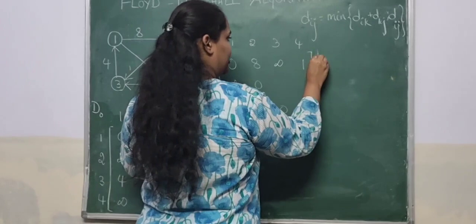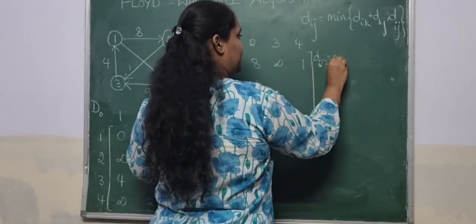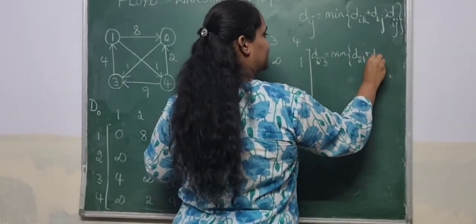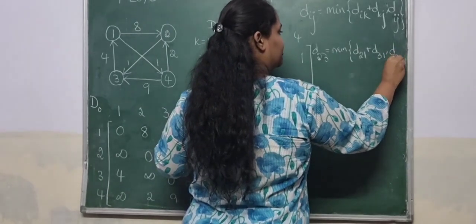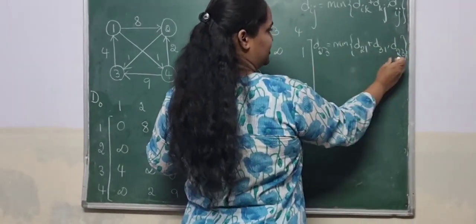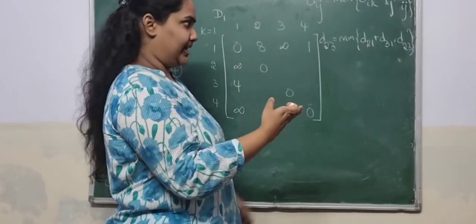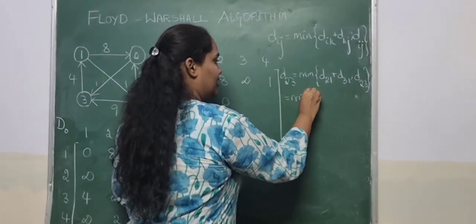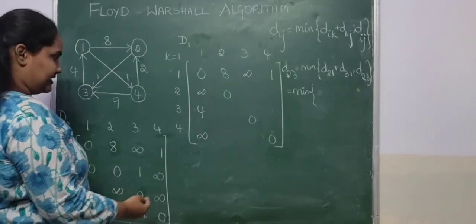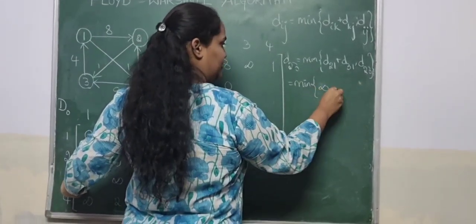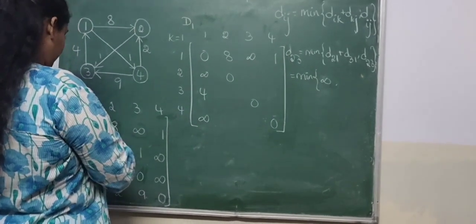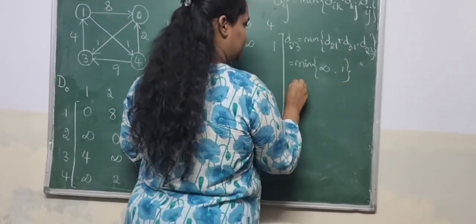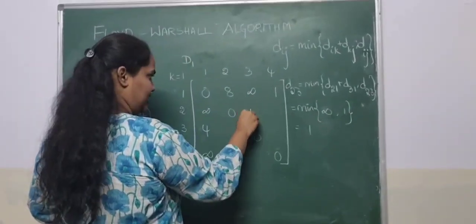So we take D23 is equal to minimum of D21 plus D31 comma D23. Why are we writing D23 as well? Maybe we may have a direct edge, so we also consider D23. That will be minimum of, what is D21? D21 is infinity. Infinity plus something anyway will be infinity, and D23 is 1. So this minimum is 1. So we take the same value as 1.